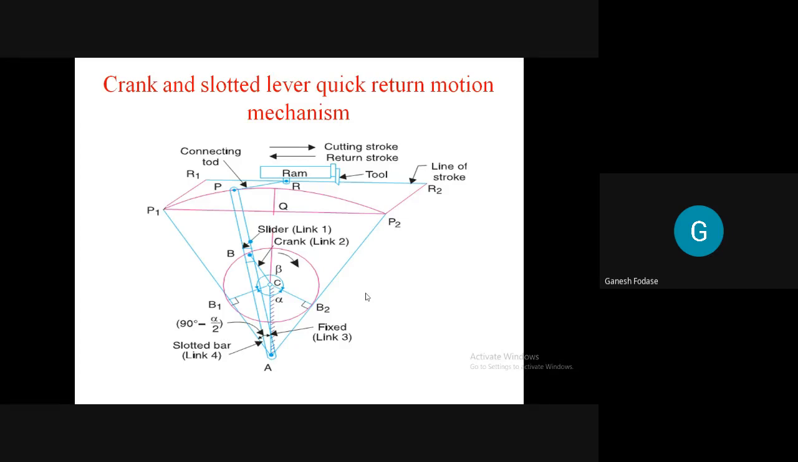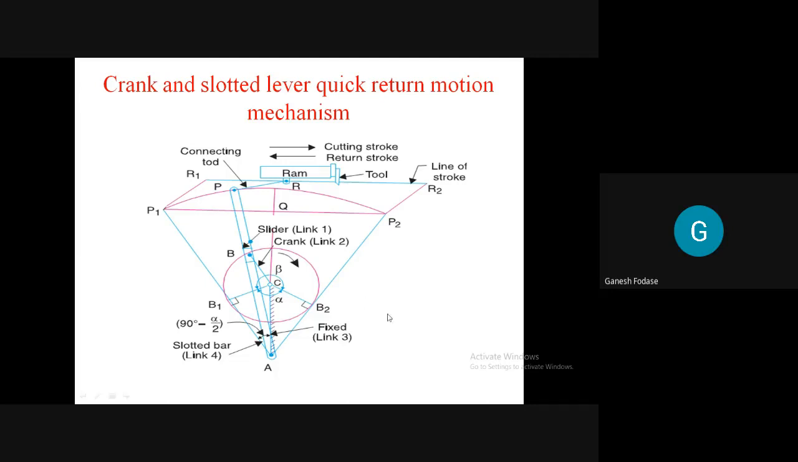Remember, this is not the Whitworth quick return motion mechanism. Of course, it is a quick return motion mechanism, but it is not Whitworth. It is the crank and slotted lever quick return motion mechanism. How it works, I will explain in detail. Before that, you tell me only which inversion it is. Third inversion. On what basis you are saying this is the third inversion? The third link is fixed here. That is the simple answer, and okay, it means you understand.